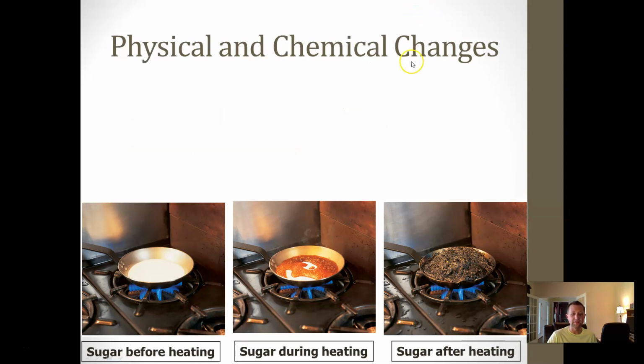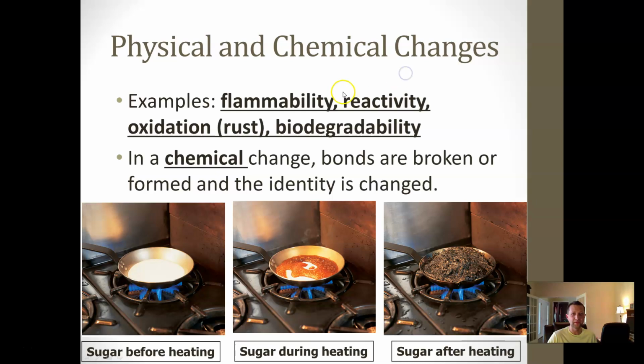All right? Let's take a look at some other ones. Some examples are flammability, obviously, like any combustion reaction. We'll look at combustion reactions and reactions in general way down the line, but we'll be able to look at some of the products of those. Reactivity, any chemical reaction that occurs, like putting a piece of metal in acid. You're going to have a gas being produced. You're going to have some other things occurring that change the formula of that metal. Oxidation is our fancy term for rusting, and if something is biodegradable, it breaks down on its own. All of those things involve a change in identity.